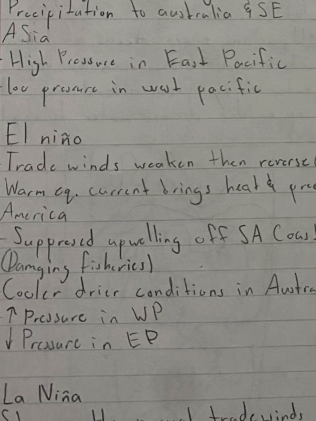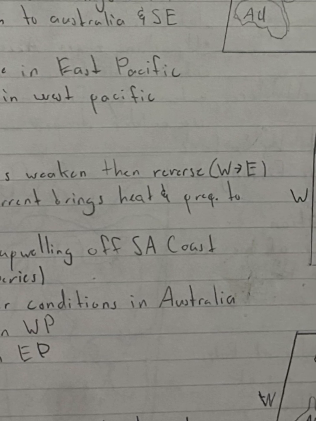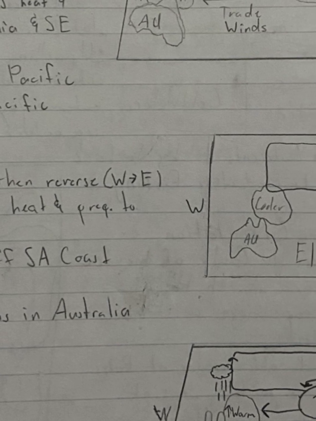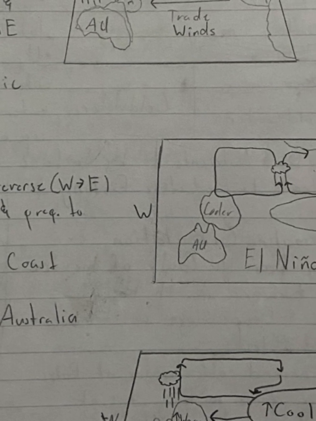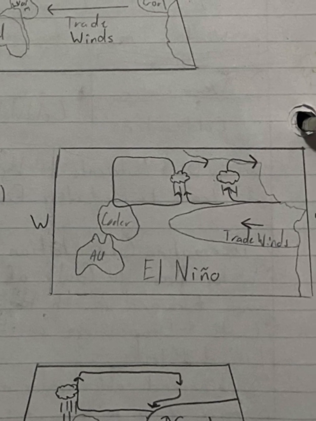With El Niño, we see trade winds weaken. The warm equatorial current brings heat and precipitation to America. Fisheries are then damaged due to the suppressed upwelling off the South American coast. This also causes cooler, drier conditions in Australia. Finally, we see high pressure in the West Pacific and low pressure in the East Pacific.